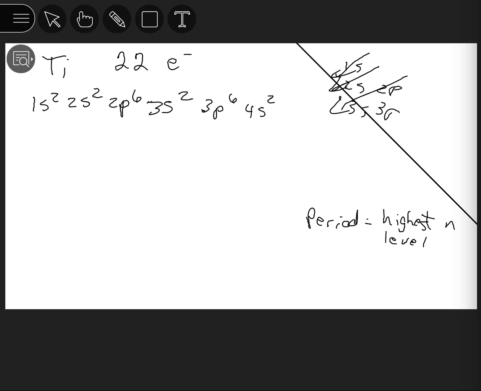And they're going to go into the d orbital because they're in the transition metals, and transition metals are the d block. But notice how it was the 4s because it's in period 4. But with the d's, you always go down 1. So instead of 4, you're going to go 3, and then there are 2 electrons in it.